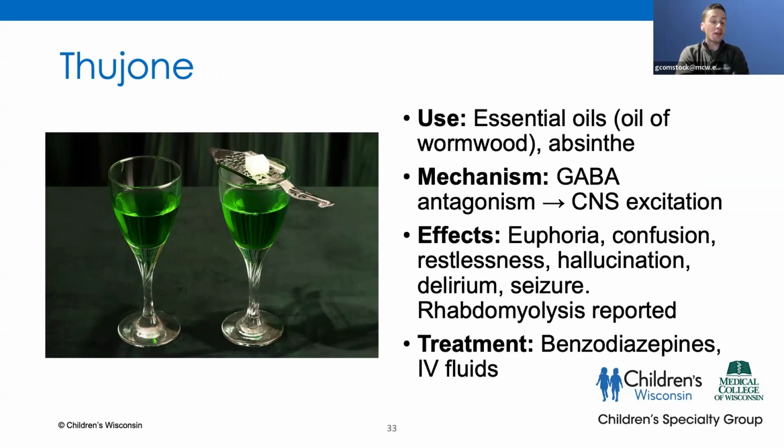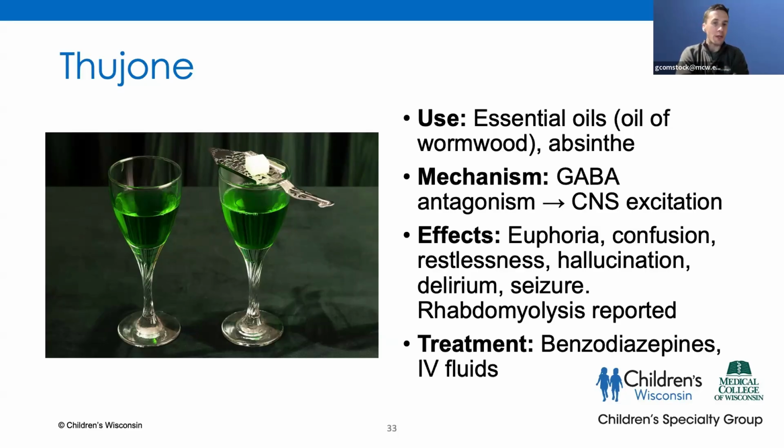And if you think enough about GABA, which I know you all do, you can recognize that GABA antagonism is not something that is particularly desirable, especially in toxicity. It will cause some CNS excitation, but in overdose, you think about potential for confusion, restlessness, hallucination, and obviously in a big overdose, you can think about seizure. Also worth noting that rhabdomyolysis is also reported.